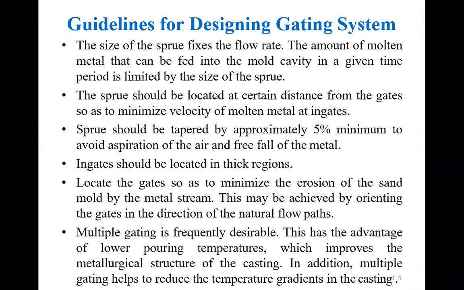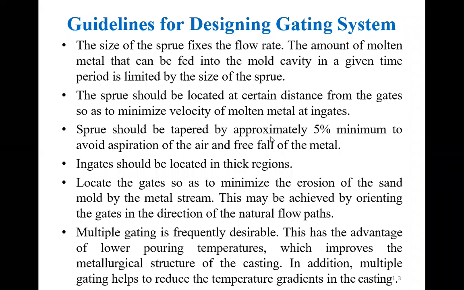The sprue should be located at a certain distance from the gates so as to minimize the velocity of the molten metal at an ingate. So the sprue must not be very far from the gating system. It must be arranged at a very short distance so that the velocity is minimized there. So whatever molten metal you pour into the gates, its velocity can be minimized.